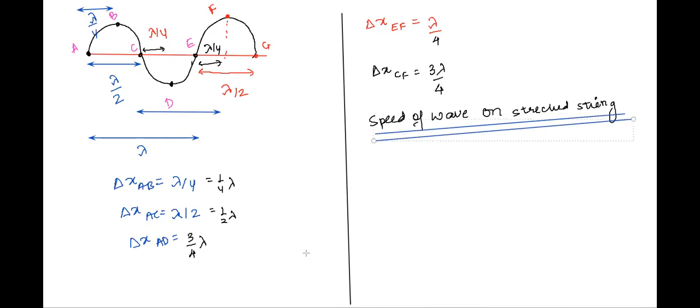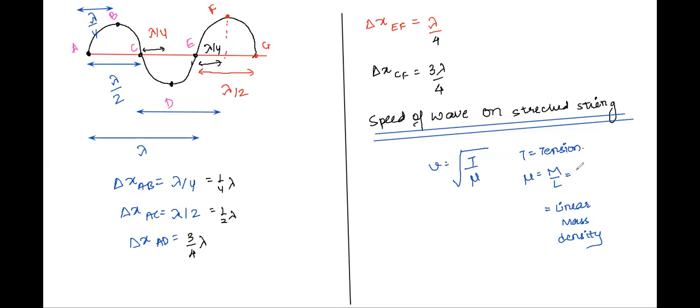V equals under root T by mu, where T is tension in the string, right? And what is mu? Mu is linear mass density. It is defined as mass per unit length.